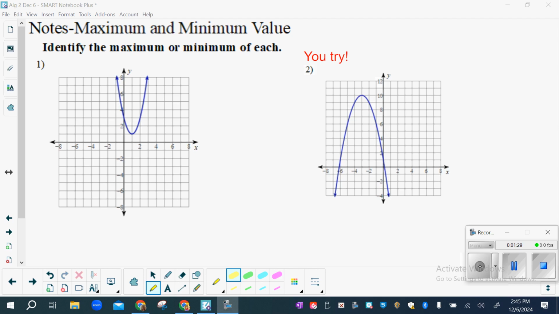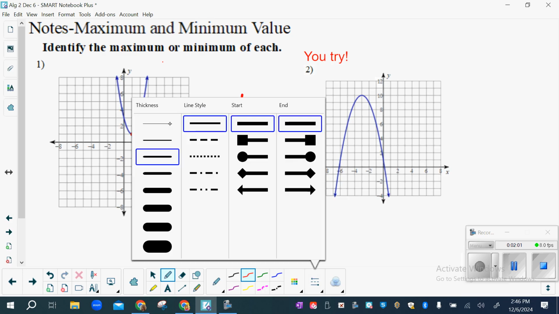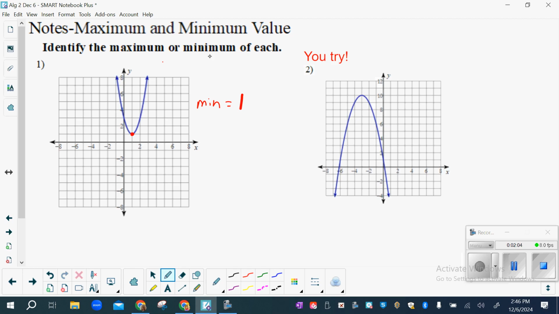This graph here, number 1, would be a maximum value or a minimum value? Would it have a low point or a high point? It's a minimum. It'd have a low value and it's a minimum. So we want to go a little further. What is the minimum value? It's equal to this y value here, which is 1. Does that make sense? Yeah. The minimum is in the y direction.